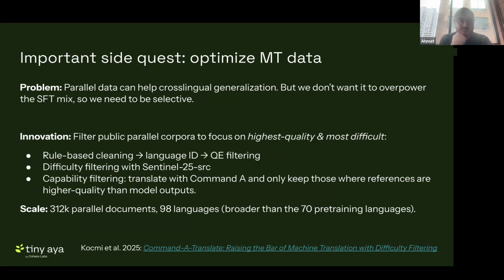I won't go into details because all of them are in the Command A Translate paper, but it includes rule-based filtering, difficulty filtering, which comes up again, as difficulty is an important metric. And we also looked at some ways of online capability filtering, which I can tell a bit more about if it's of interest, but it's all in the Command A Translate paper.